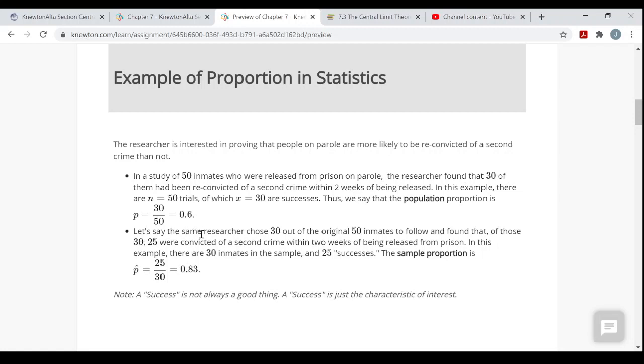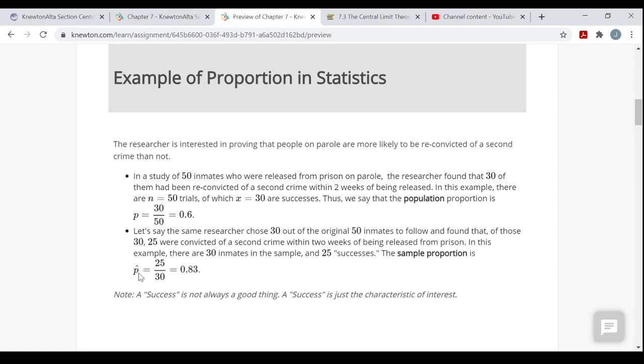All right, so let's say the same researcher chose 30 out of the 50 original inmates, so a sample, right? The population was the 50 inmates. She takes 30 of them, so a sample, and found out that of those 30, 25 were convicted of a second crime within 2 weeks of being released from prison. So now we have a sample from our original population.